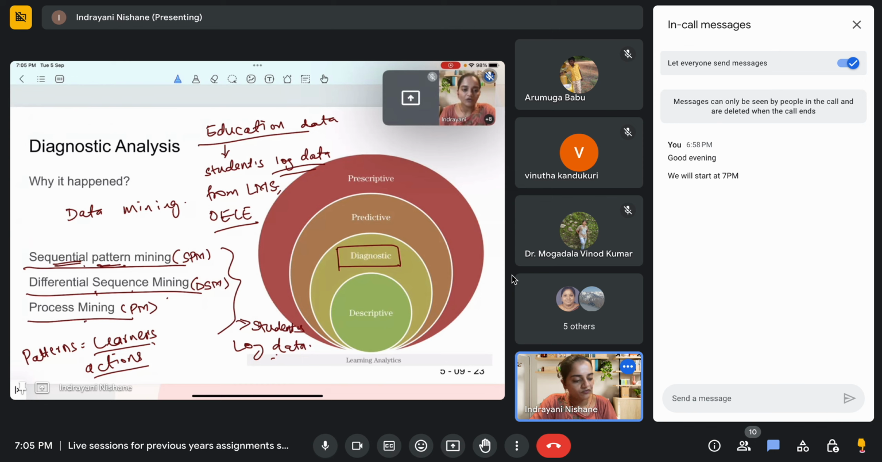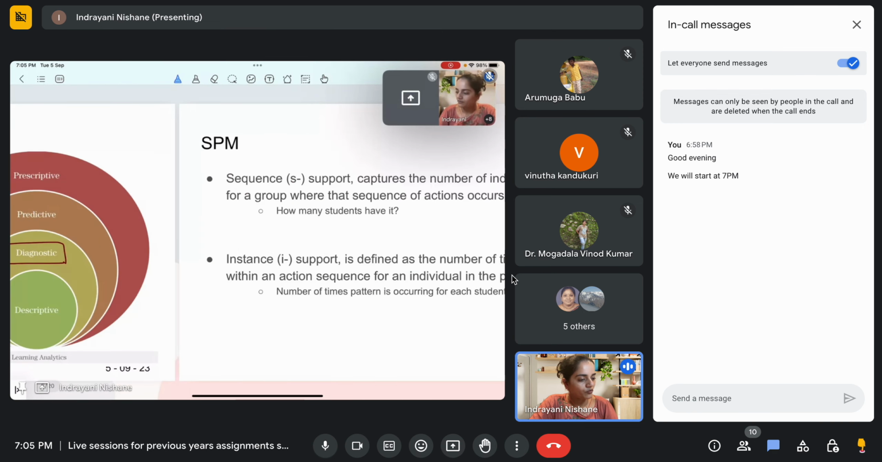Out of this, we will be quickly looking at process mining and will be revising SPM and DSM. There will not be many questions about process mining, questions as in numericals, but there would be conceptual questions about process mining and some numericals about SPM and DSM. So moving on.